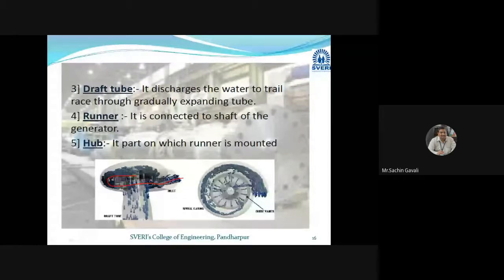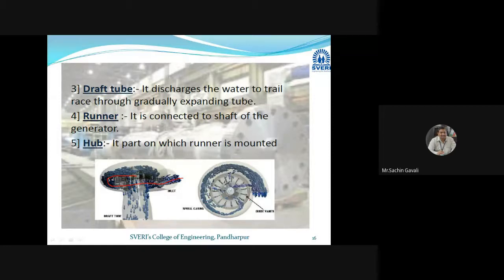There are two types of blades. One is the guide blades. Their purpose is to guide the water so that it impacts properly on the blades of that particular turbine. These guide blades are fixed and will not move, but they direct the water onto the blades of the turbine. Then we have this spiral casing.